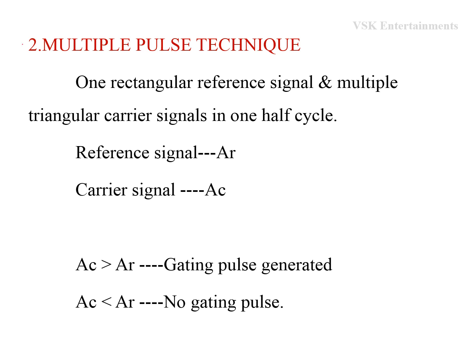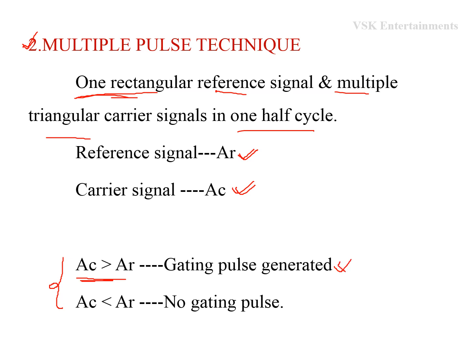Coming to the second technique, that is the multiple pulse technique. In this we use only one rectangular reference signal and multiple triangular carrier signals during one half cycle, that is this one. In this also, AR is the magnitude of the reference signal and AC is the magnitude of the carrier signal. The condition for generating the gating pulses is this: whenever the magnitude of the carrier signal is greater than the magnitude of the reference signal, we generate the gating pulse.